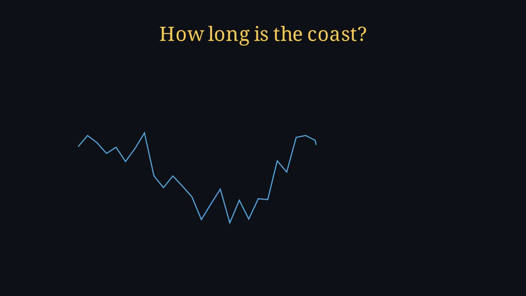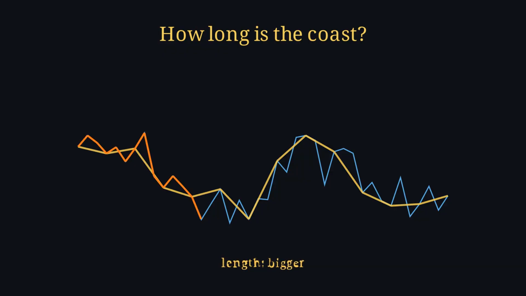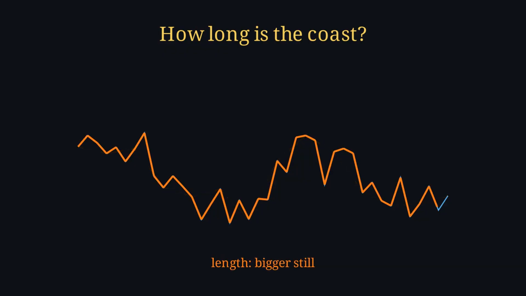Here's a question that sounds almost too simple to ask. How long is the coastline of Britain? You'd think you just grab a ruler and measure. But watch what happens. Use a long ruler, you get one answer. Use a shorter ruler and you catch more of the little bays and inlets, so the number goes up. Shorter still, and it climbs again. The coastline, it turns out, doesn't have a length. It just keeps getting longer, forever.